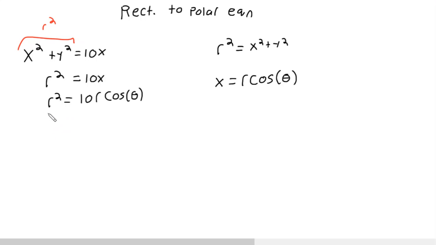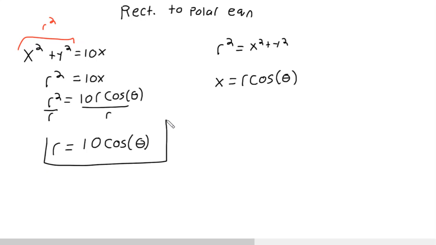So in order to get this final r by itself, I'm just going to divide both sides by r, so I don't have an r squared on the left. And I get r is equal to 10 cosine of theta. R is equal to 10 cosine theta. And that's it. That's the polar equation of this Cartesian, or rectangular, one.